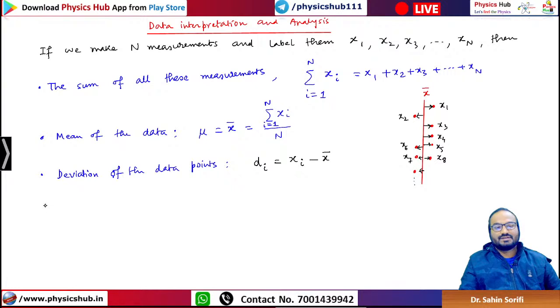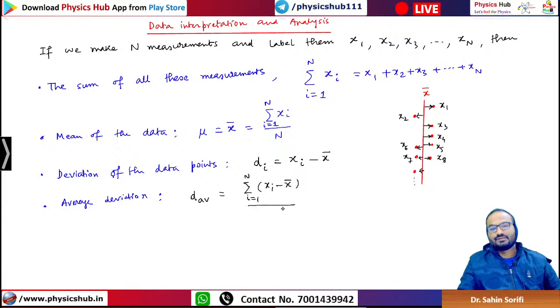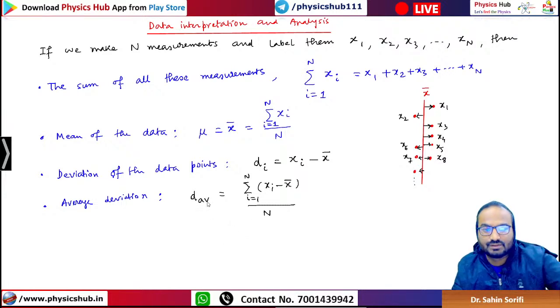Now if I talk about average deviation, what is average deviation? We can get the average deviation by taking the sum of the total deviations and dividing by the number of data points. Each deviation is xi minus x average. If you take all the deviations from i equals 1 to n and divide by the total number of data points, you get the average deviation.